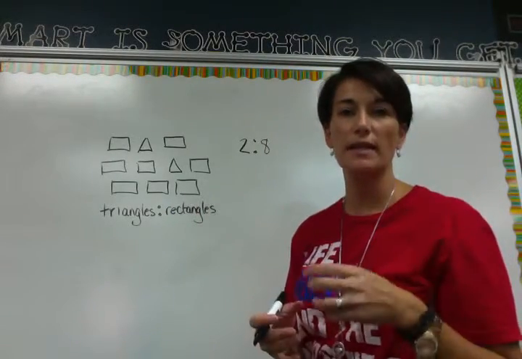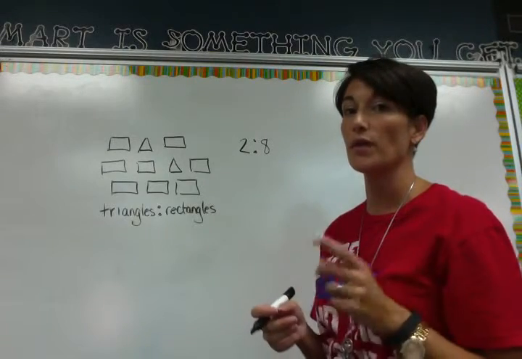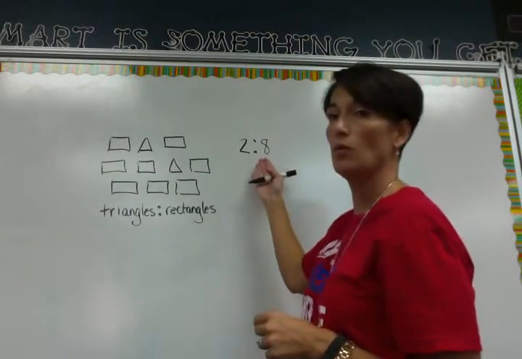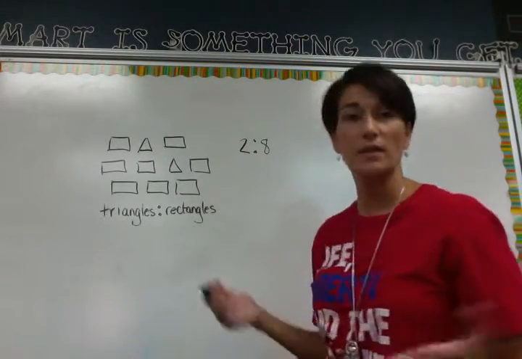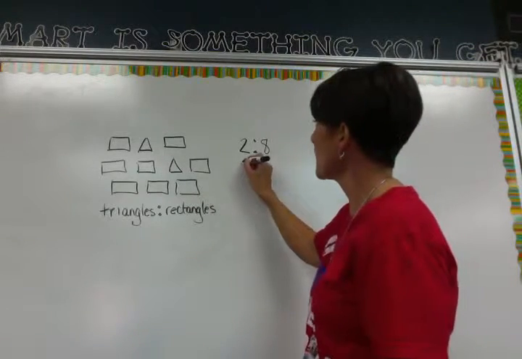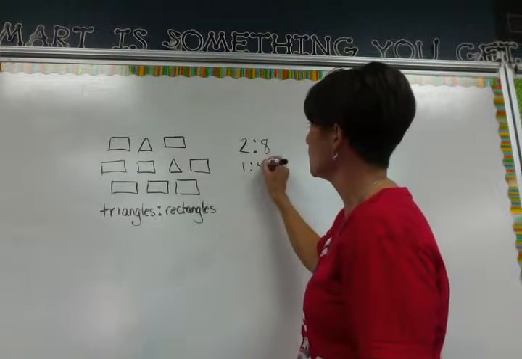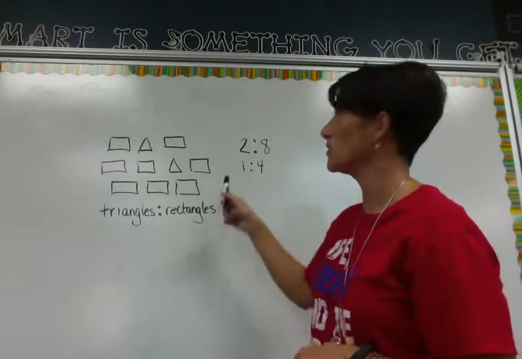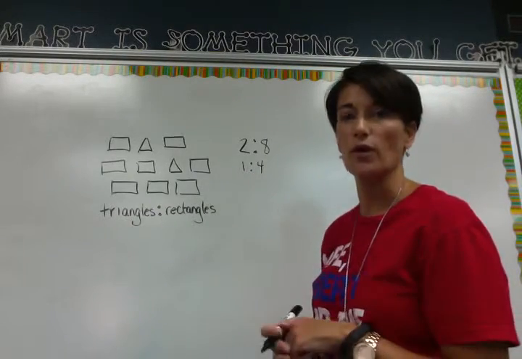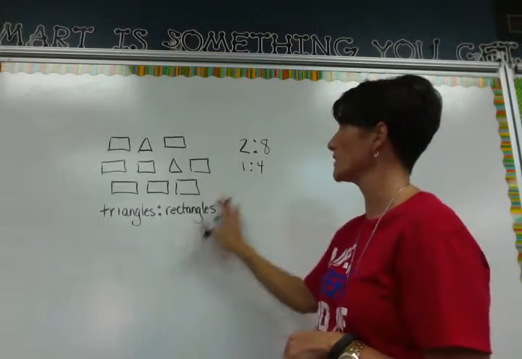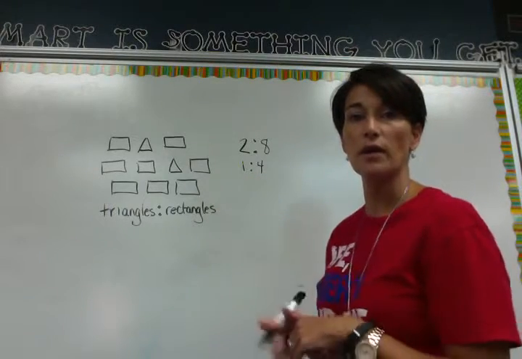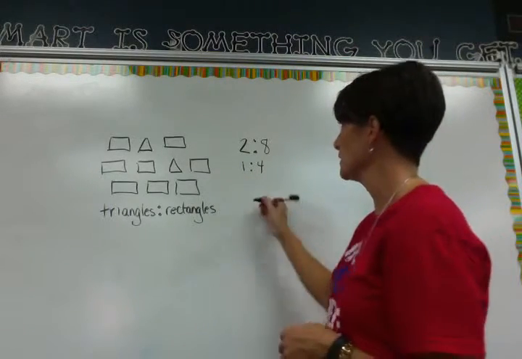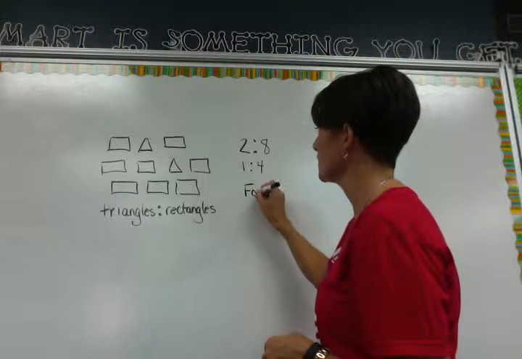Most of the time we really like to get in simplest form, so I have to figure out what the greatest common factor is between 2 and 8, and I know it happens to be 2. So I can simplify this to 1 to 4, because 2 divided by 2 is 1, 8 divided by 2 is 4. So my ratio of triangles to rectangles is 1 to 4. Now I just have to write that sentence. Again, it's a pretty standard sentence.